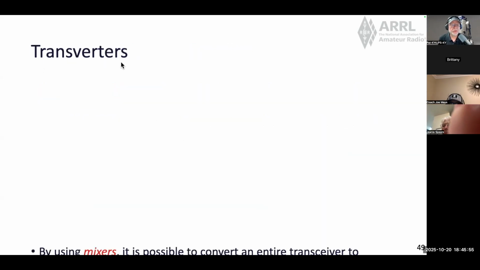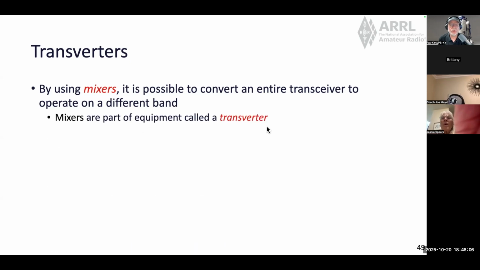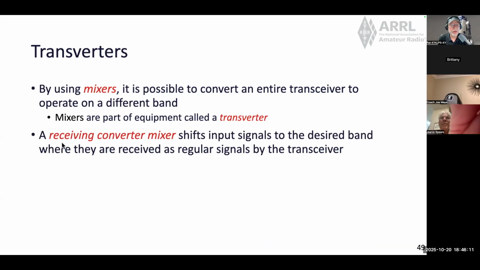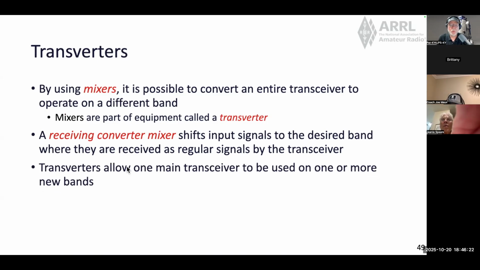Now, transverters. By using mixers, it's possible to convert an entire transceiver to operate on a different band. Mixers are part of equipment called a transverter, and you notice that's in red, so there's going to be a question. A receiving converter mixer shifts input signals to the desired band where they are received as regular signals by the transceiver. Transverters allow one main transceiver to be used on one or more new bands.